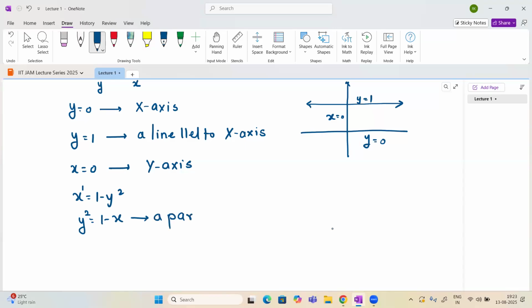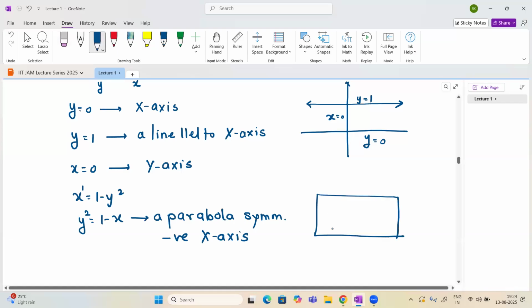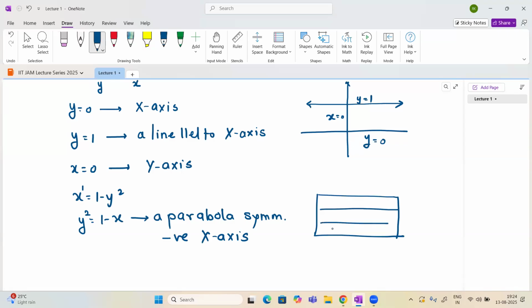So it's a parabola symmetric about the x-axis. But see, it has a minus sign, so it is symmetric about the negative x-axis. Agree with me? But I want its exact position. That means the parabola is like this, symmetric about the negative x-axis, right? What will I do? I will find some points on the parabola, and then I will get its exact position.